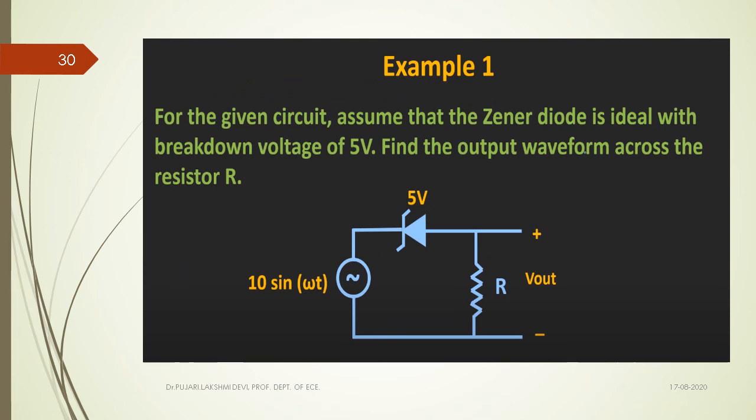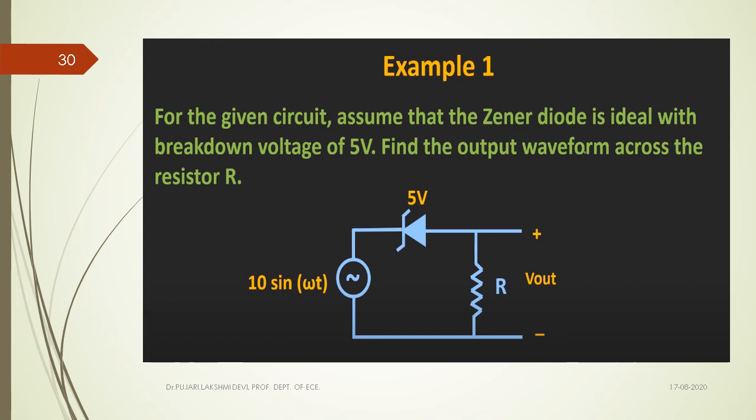Okay, so this is an example we can observe here. For the given circuit, assume that the Zener diode is ideal with a breakdown voltage of 5 volts. Find the output waveform across the resistor R. This type of example I would like to give as online examples, but here I am explaining how we are going to solve this type of problem.